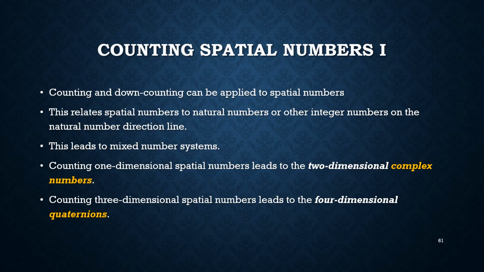Counting and downcounting can be applied to spatial numbers. This relates spatial numbers to natural numbers or other integer numbers on the natural number direction line. This leads to mixed number systems. Counting one-dimensional spatial numbers leads to the two-dimensional complex numbers. Counting three-dimensional spatial numbers leads to the four-dimensional quaternions.